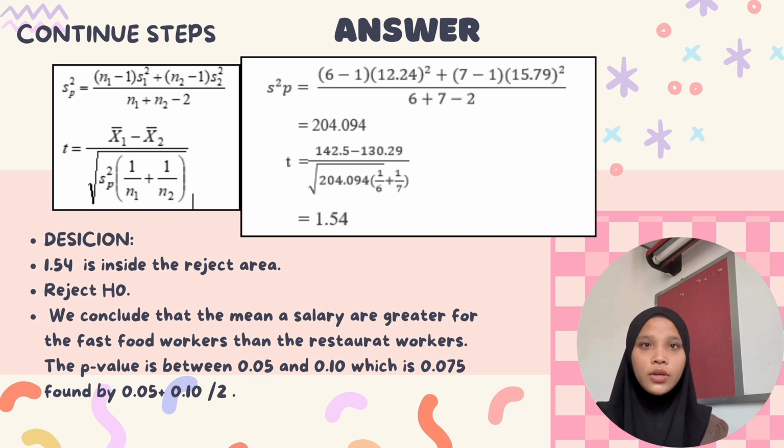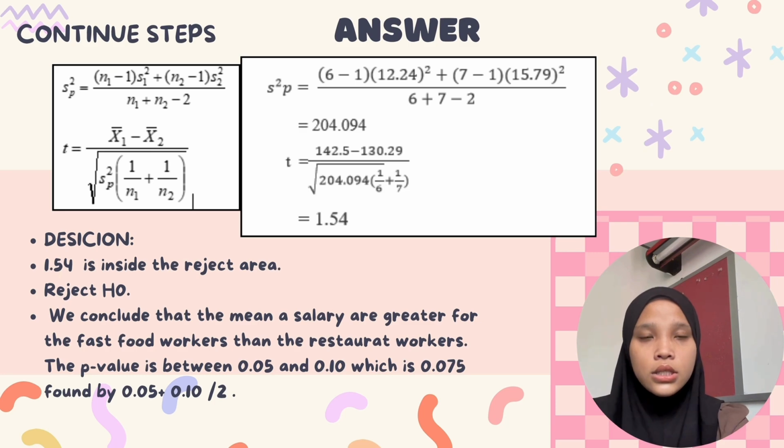So the p-value is between 0.05 and 0.10, which is 0.0751 by 0.05 plus 0.10 divided by 2. So we get the answer is 0.075.